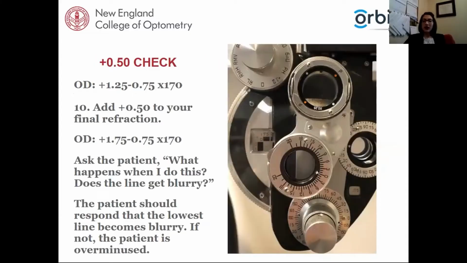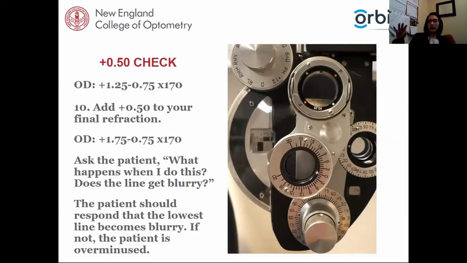Once we're done with our second sphere check, we can include check tests. And I've chosen to cover the plus 0.50 check test. But another way that you can do this is duochrome. I did not include this because I just chose one procedure for each step of the subjective refraction process. But if you were going to use something like a check test, the plus 0.50 or the duochrome, this is where you would do it.